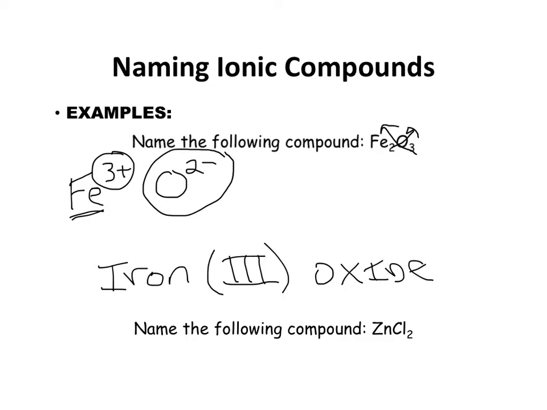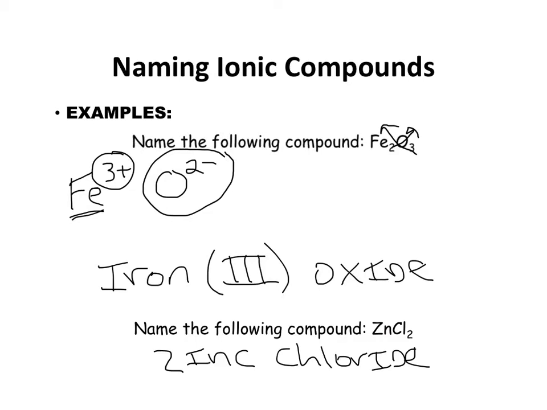So we follow the no steps. When the answer is no, we write the name of the metal. In this case, Zn is zinc, followed by the name of the nonmetal with an IDE ending. That's chlorine, so it's chloride. We don't need a charge in parentheses because the answer to the question was no.